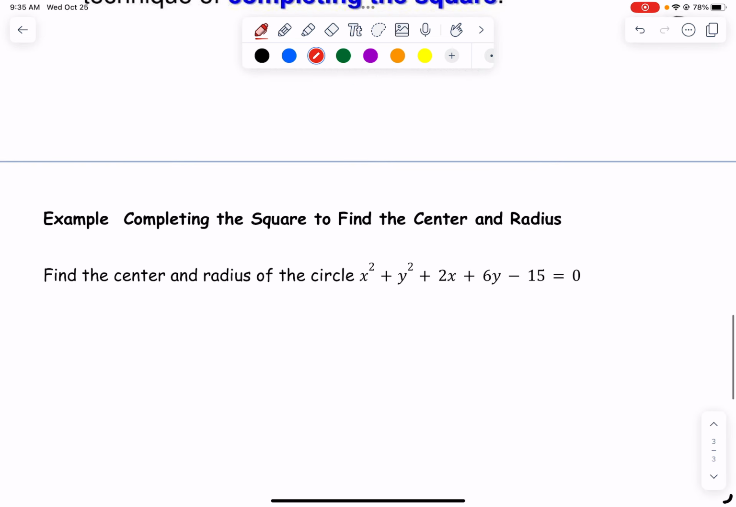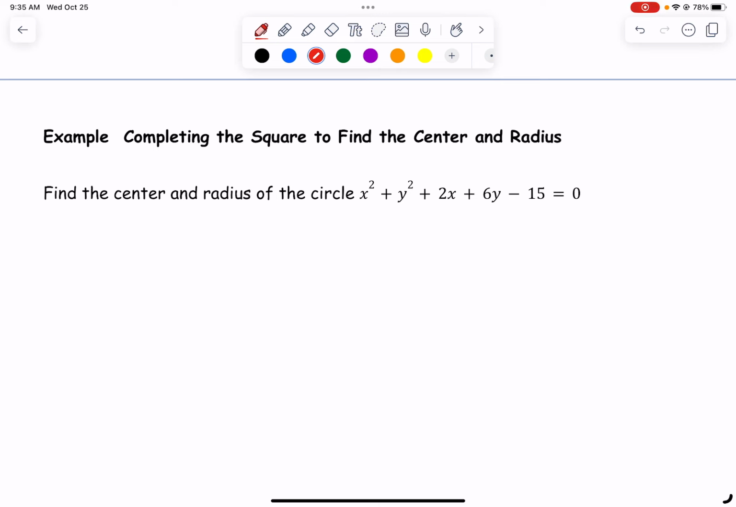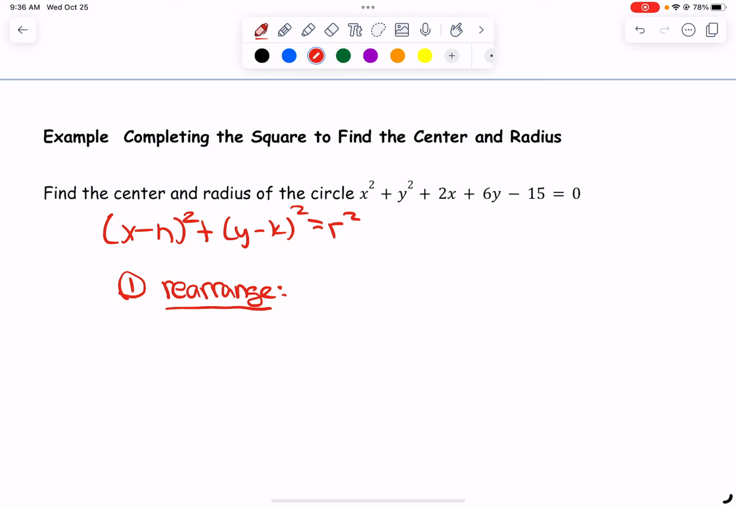So take a look at my example: x² + y² + 2x + 6y - 15 = 0. And we would like to rewrite this to be (x - h)² + (y - k)² = r². Well, we're dealing with the binomials just like we were before. So the first step is we're going to rearrange. We're going to put our x terms together, we're going to put our y terms together, and we're going to move that 15 to the opposite side.